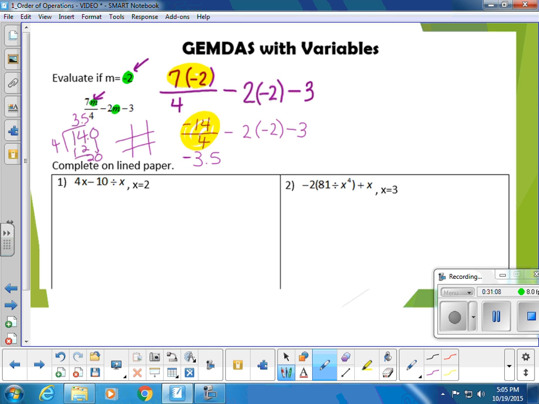With order of operations, you're also going to have decimals and you're going to have fractions, so you have to be able to work with those. Now bring down everything that you didn't use. And I'm going to move this up here so that I can fit it all.